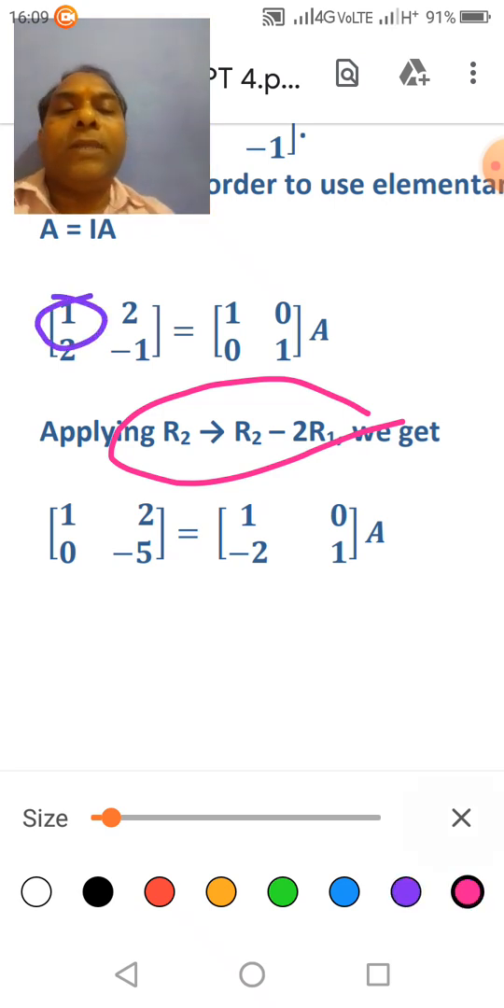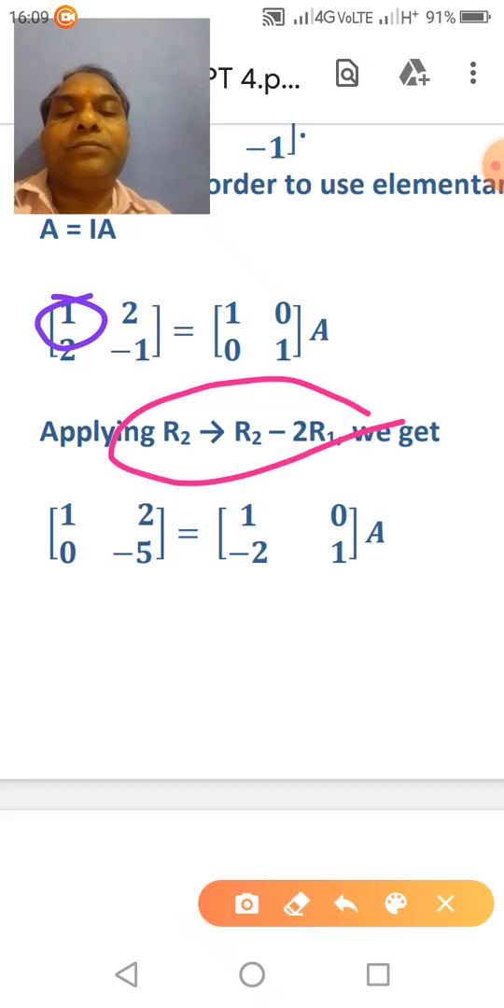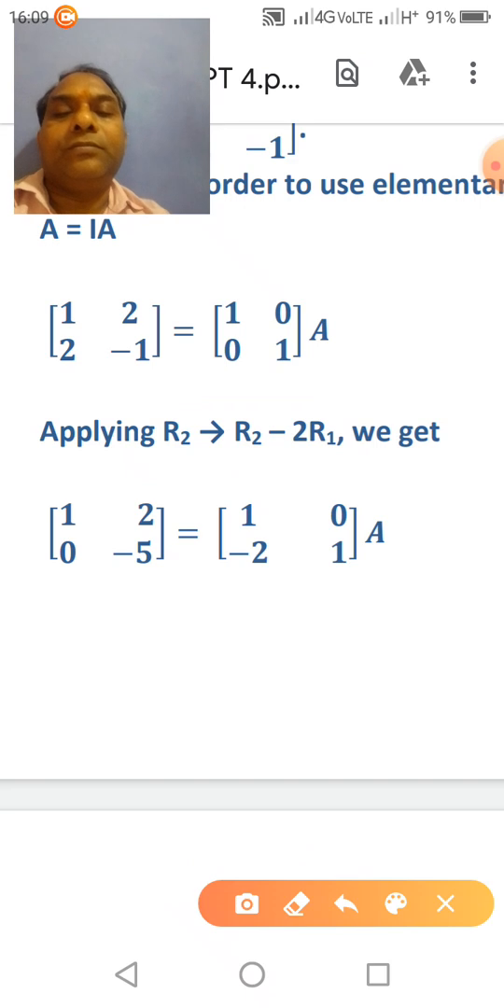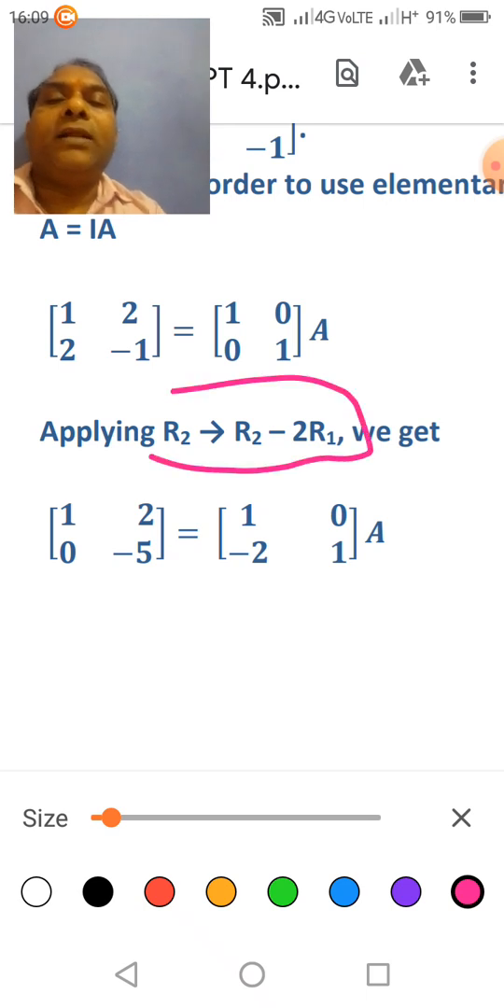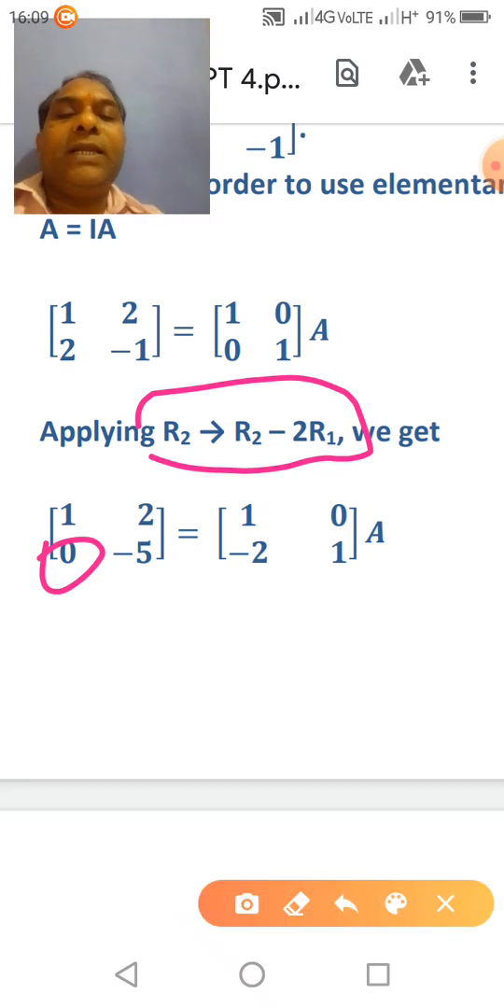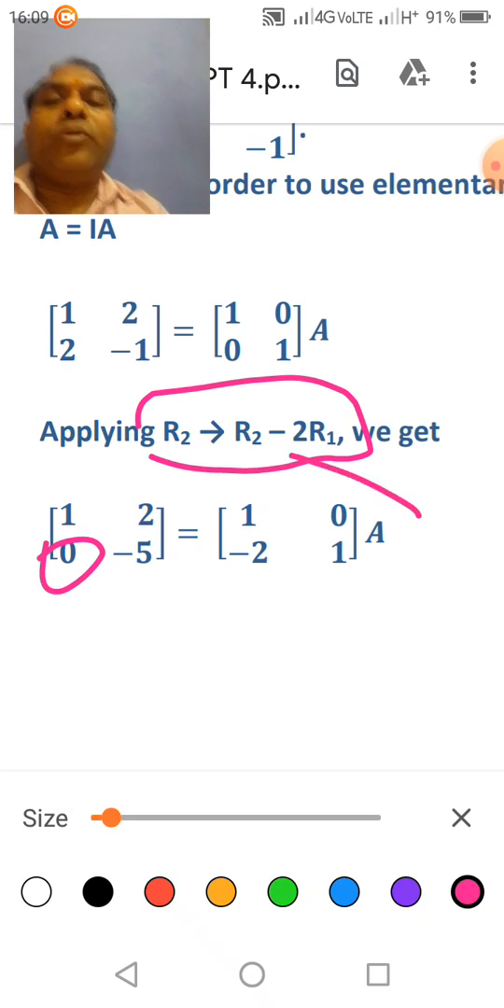Now you have to convert the second element of the first column equal to 0. So you have to operate here. So we know that 2 minus 2 is equal to 0. So R2 is changed by R2 minus 2 R1. Clear? Then you have 0. Similarly, now the same operation you have to apply in RHS also.